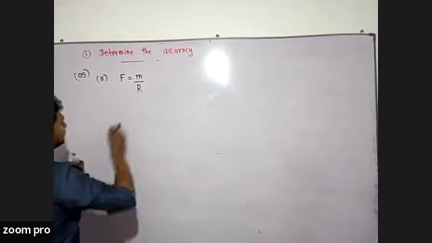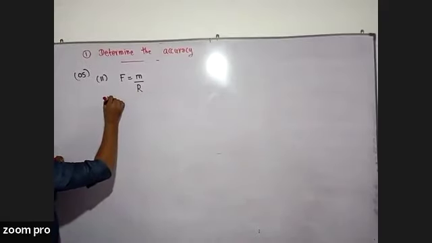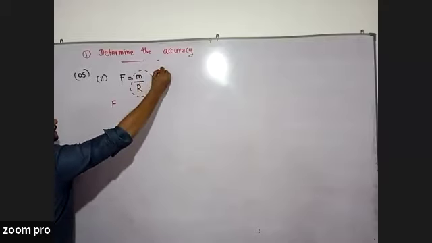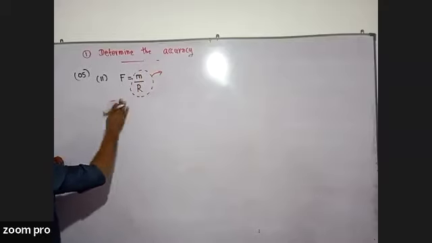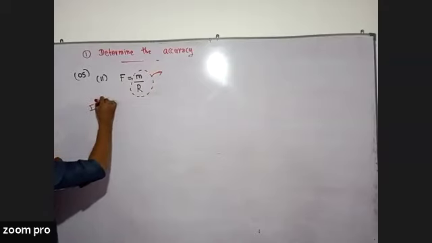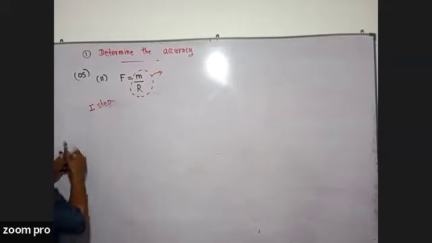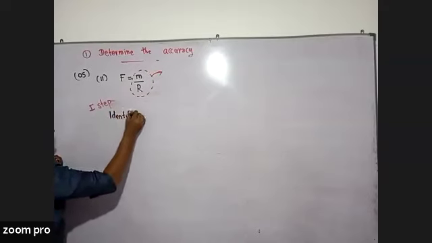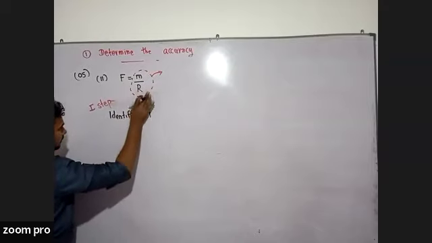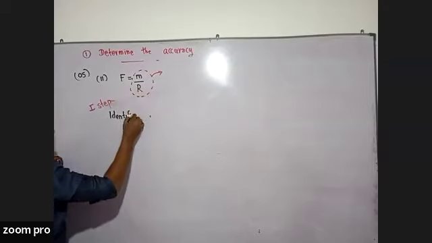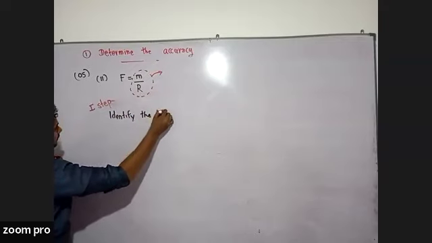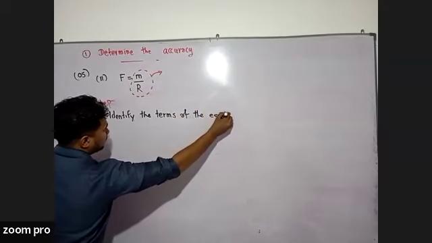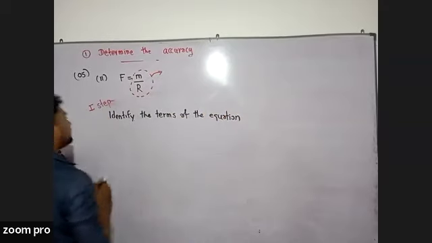So what are the terms of this equation? The first one is F, and the other term is M over R. So the first step is to identify the terms of the equation. That's the first step, right?